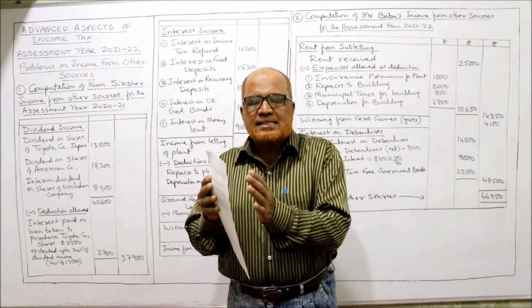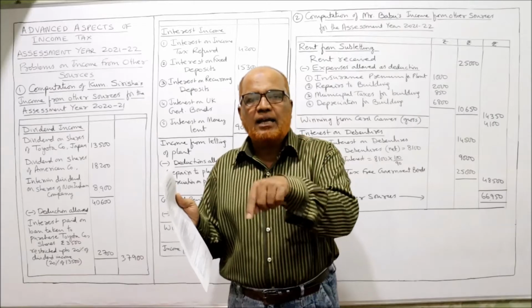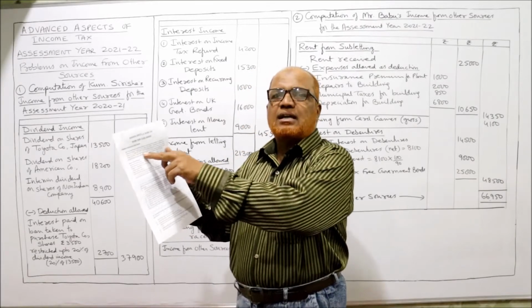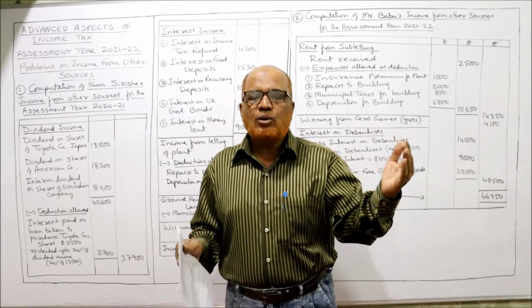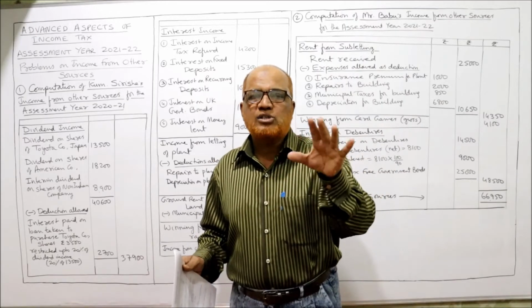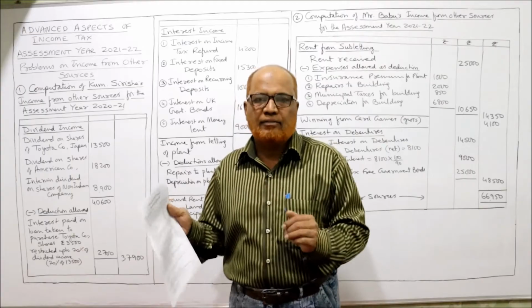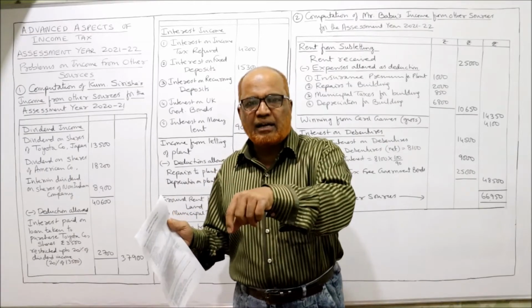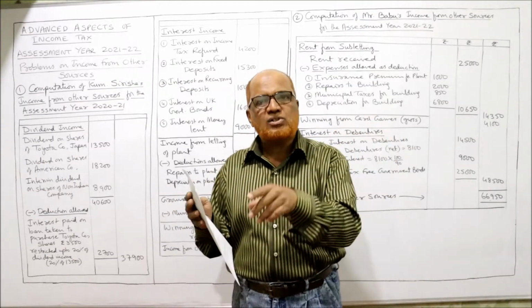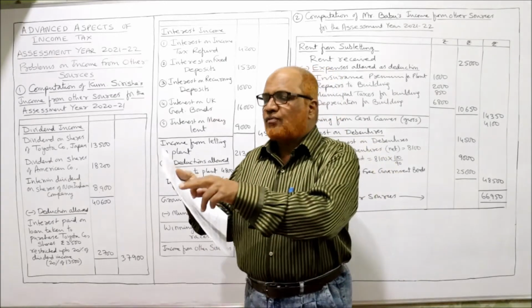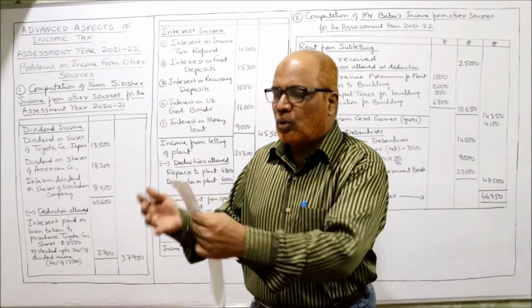First of all, we segregate the items under income from other sources. The first income is dividend income. In the previous theory video I explained that dividend income is fully taxable, whether it is an Indian company dividend or a foreign dividend. The dividend received from Indian companies or from foreign companies is fully taxable.